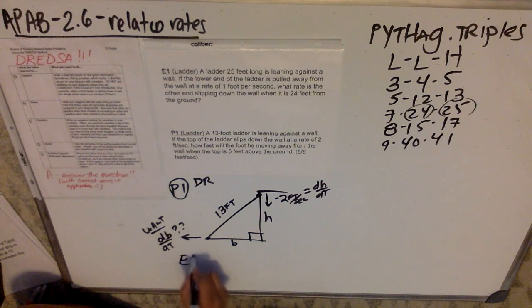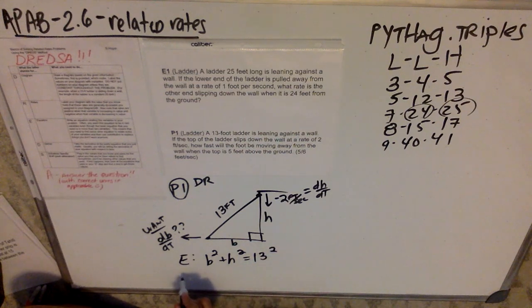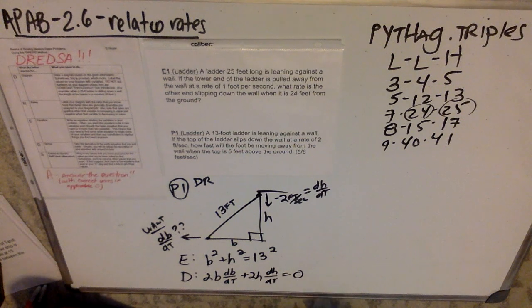When I write my equation, I am not at all shocked that it is yet again the Pythagorean theorem. B squared plus h squared equals 13 squared, right? And when I differentiate, I actually get the exact same thing I got last time, except it's b's and h's instead, right? So 2b dB/dt plus 2h dH/dt equals 0, right? Now, this is the thing that you want. If you want, you can solve for that now. There's nothing wrong with that.